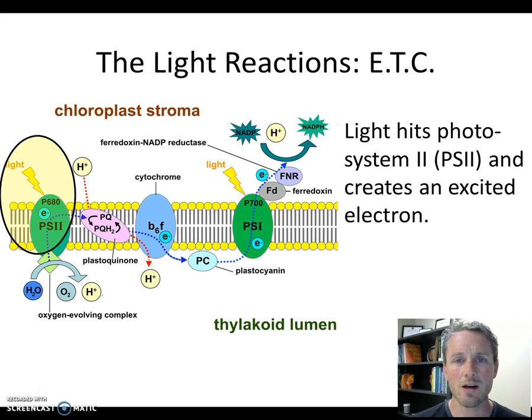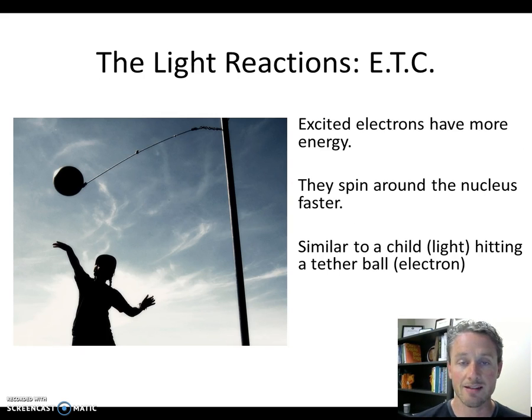What does that mean though? What is an excited electron? So I think of an excited electron sort of like a tetherball. I don't know if you ever played tetherball when you were in school, but here's a little girl playing tetherball. Excited electrons have more energy. They have more energy in this way. They're sort of spinning around the nucleus of the atom they're associated with faster. So again, I think of that like this tetherball.